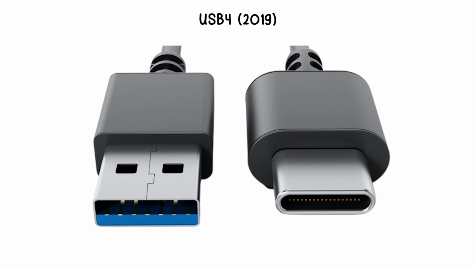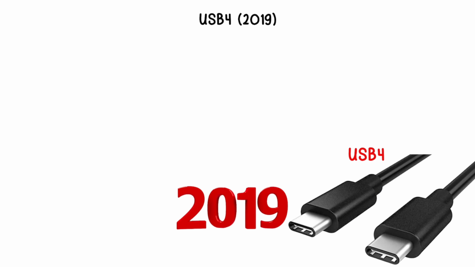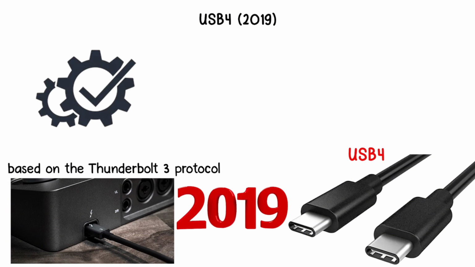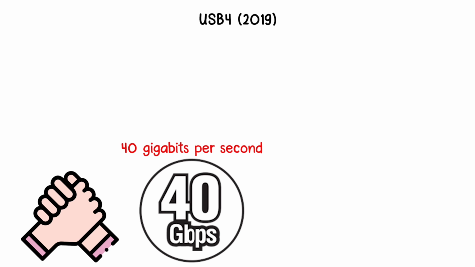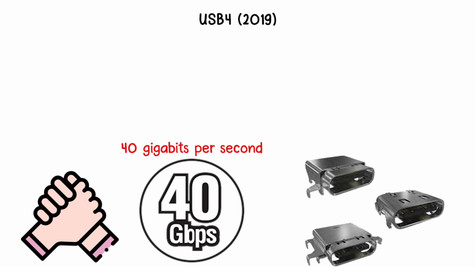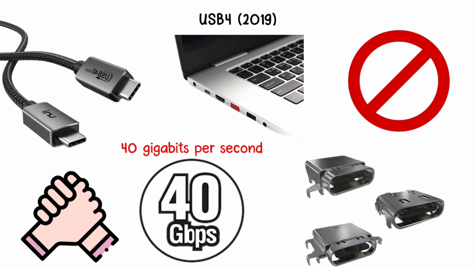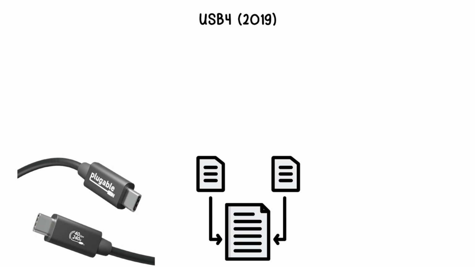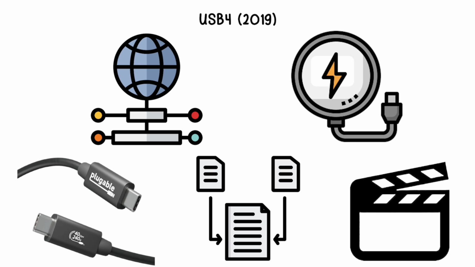USB 4, 2019. USB 4, introduced in 2019, is based on the Thunderbolt 3 protocol and standardizes high-speed data transfer across devices. It supports speeds up to 40 gigabits per second and requires USB-C connectors, eliminating older USB-A ports for this standard. USB 4 simplifies the ecosystem by combining data, video, and power delivery into a single protocol.